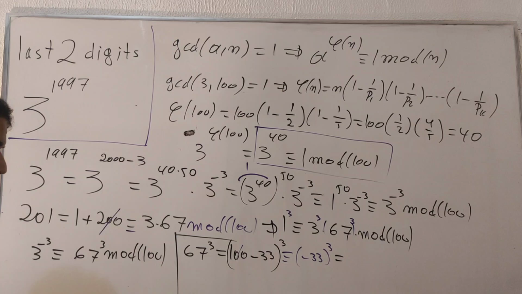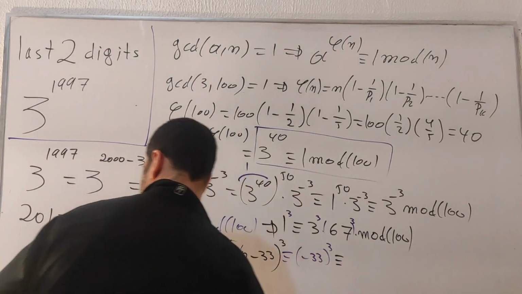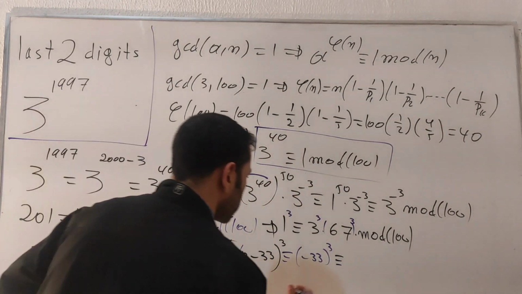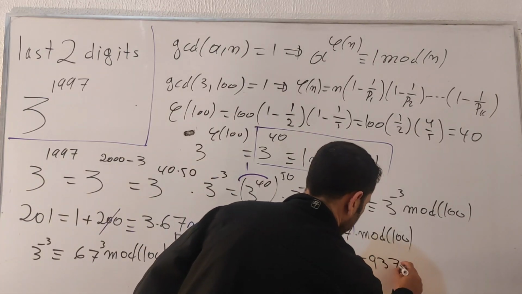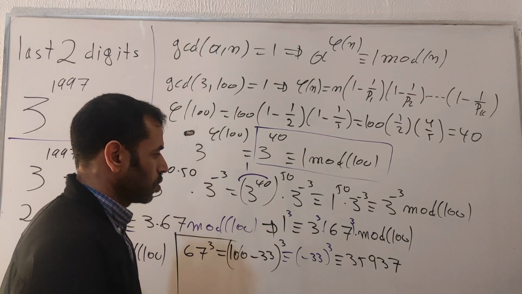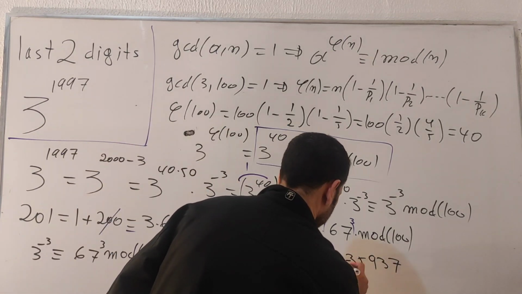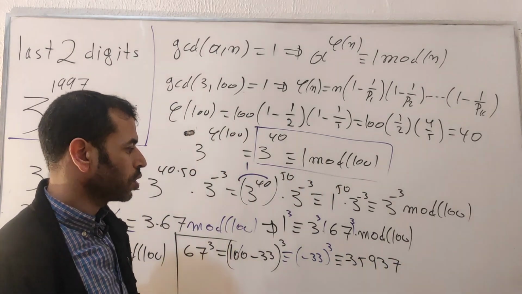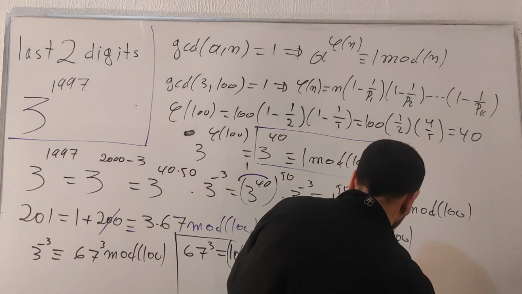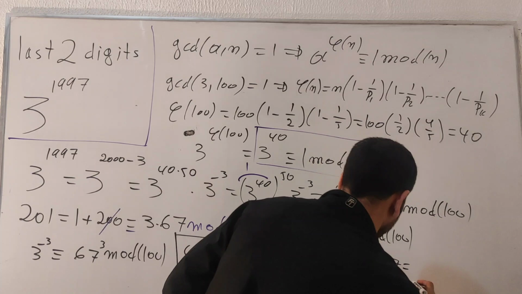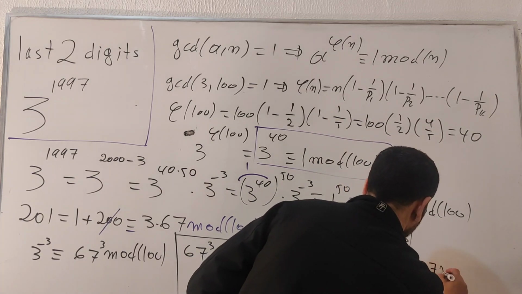Okay, I'm going to calculate this one. It's giving us 35,937, with a minus sign here, because if I reduce this to mod 100, I will be left with minus 37 mod 100.